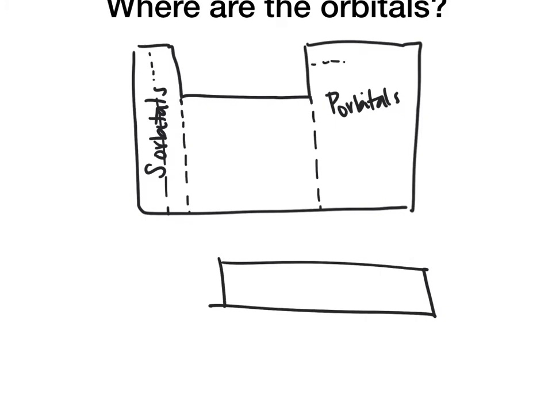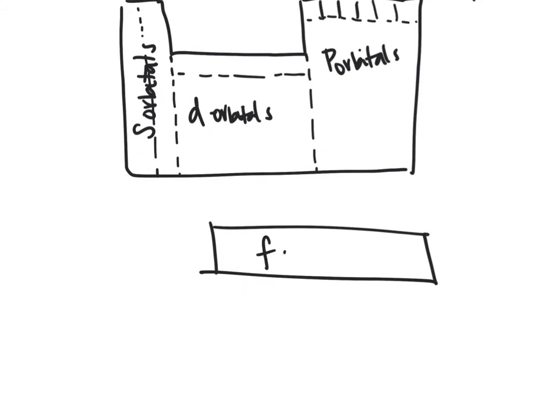And so if you were to go across one row, there are 6 columns. This is the noble gas. And so in the middle, these are our d elements, or the d orbitals. And there are, in fact, 10 of these. And down here at the bottom, these are our f orbitals.